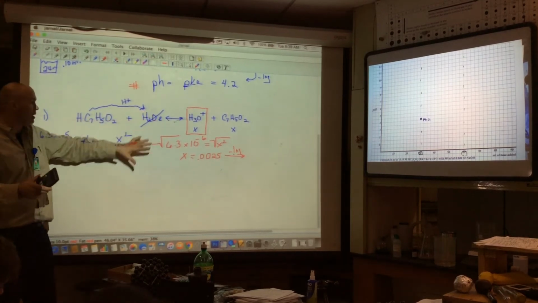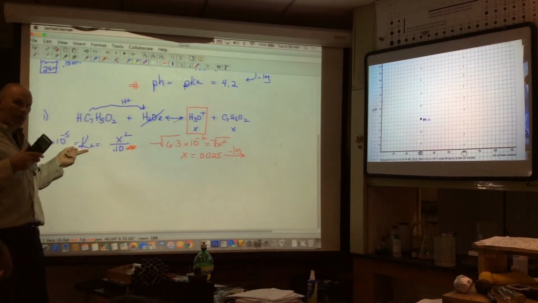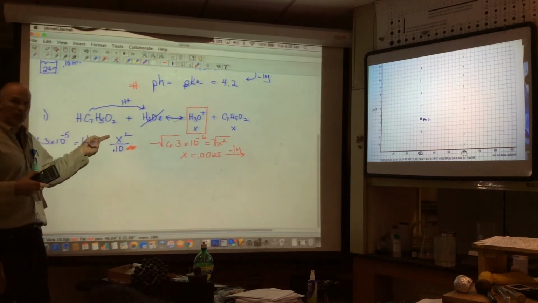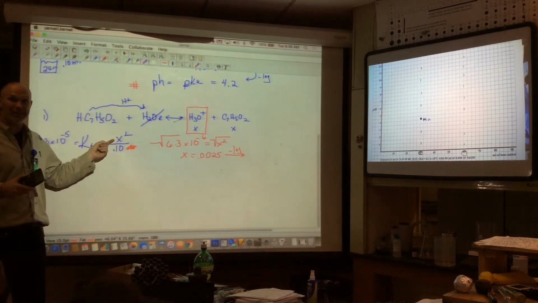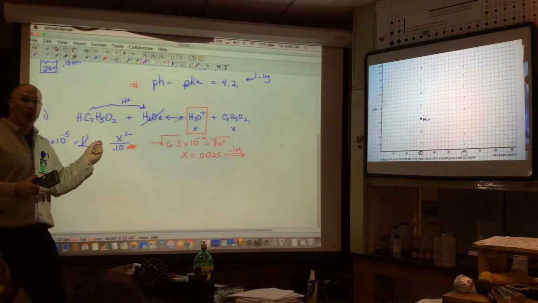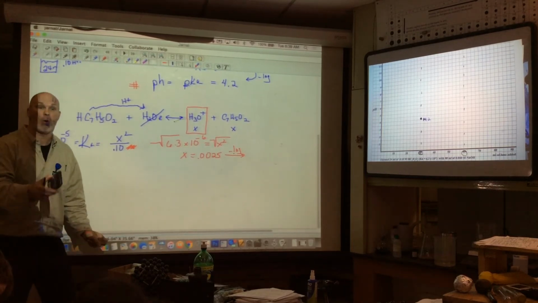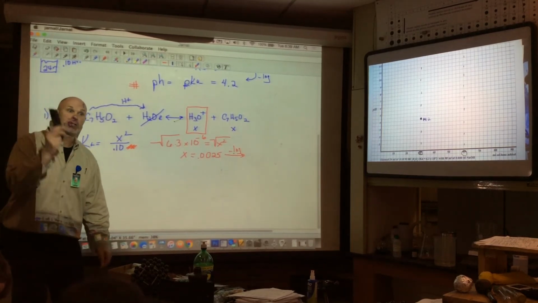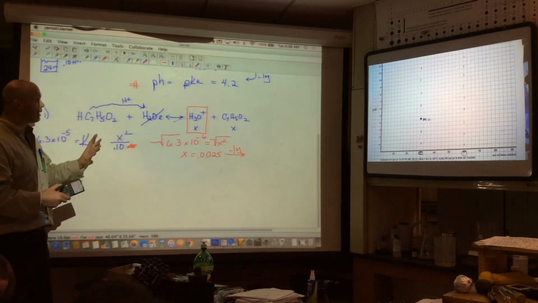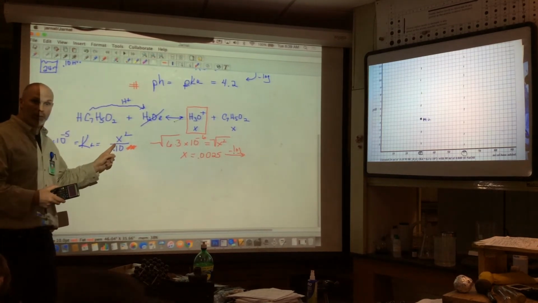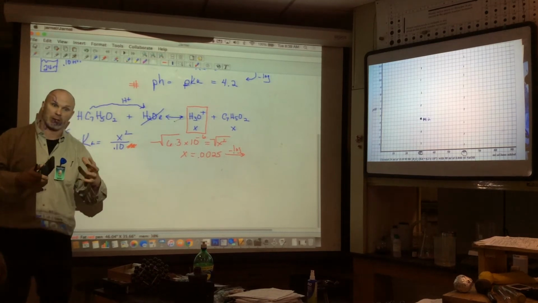It's about concentrations because K, KQ, KSP, whatever, is the products over reactants. Coefficients become exponents, and solids and liquids do not apply. Why don't solids and liquids apply? Because they don't have a concentration, they don't have a molarity. I should be doing this in brackets. I'm sorry for going fast, but brackets mean concentration.